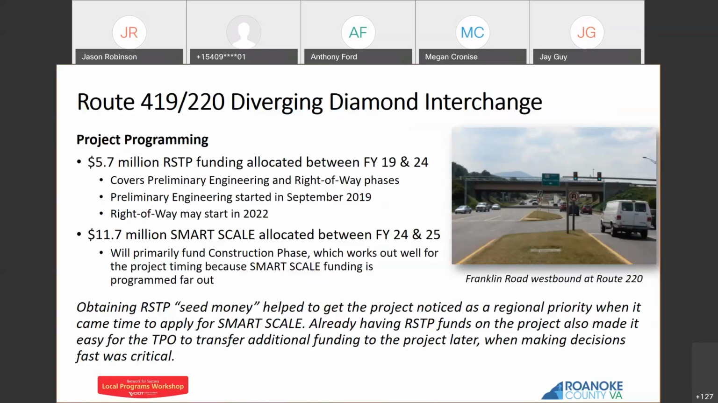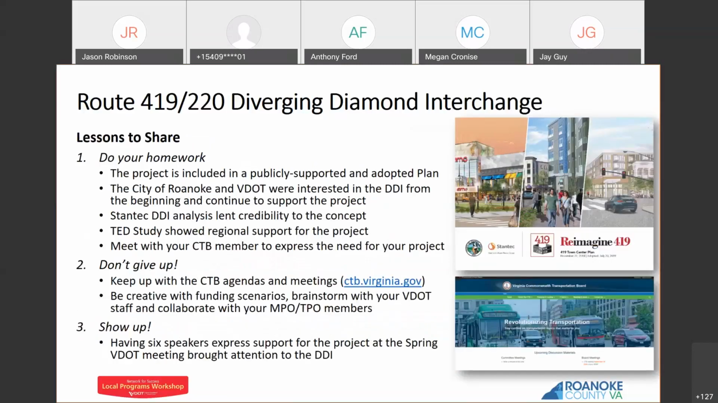And we really owe a lot of thanks to our TPO, which is made up of our elected officials and VDOT staff as well, in helping us to get this project funded and moving along. Next slide, please. So, lessons to share.